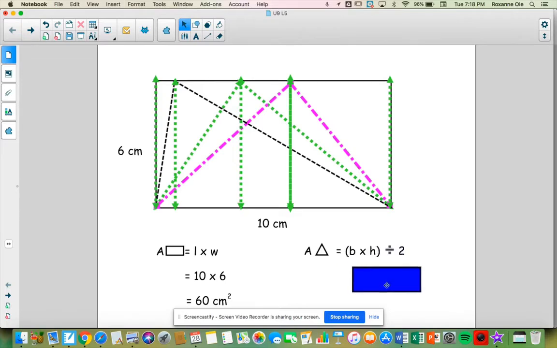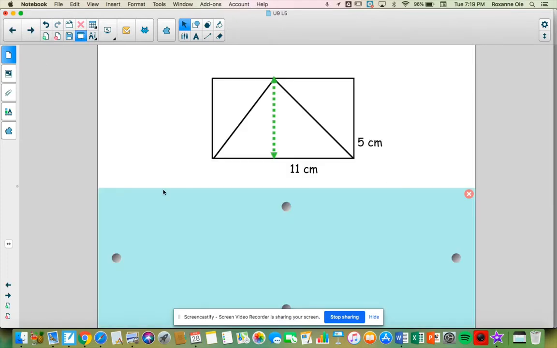And this is what I've come up with. We could do the base times the height, but that would give us the same as the whole rectangle. So then we could divide it by 2, knowing that there are two triangles. So that is the formula for the area of a triangle. Base times the height divided by 2. So let's look at a sample.